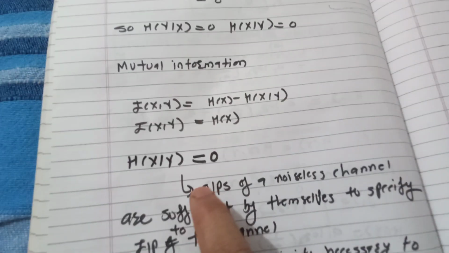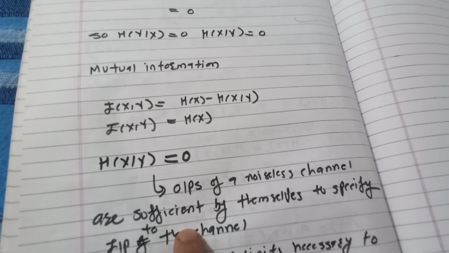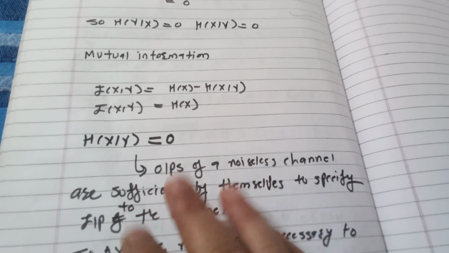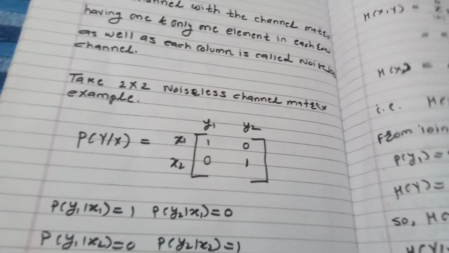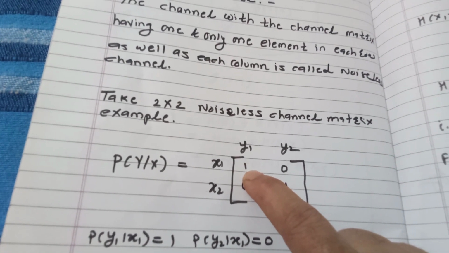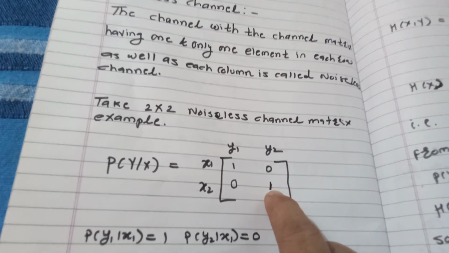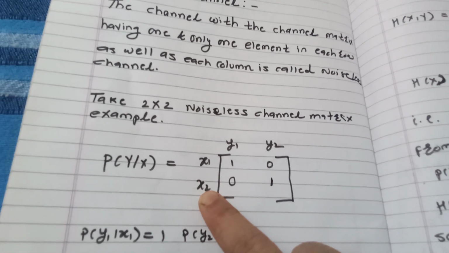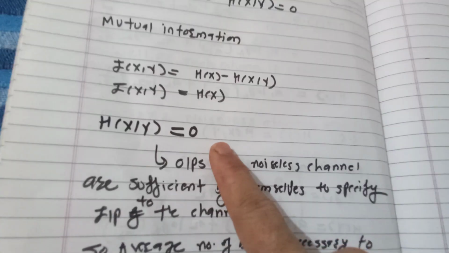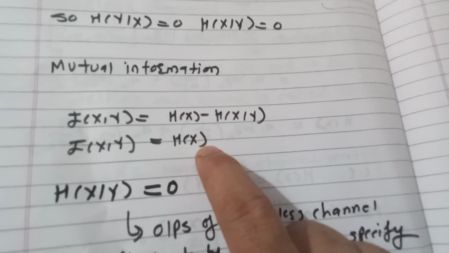That means the output itself is sufficient to represent the input. There is no uncertainty in that. If you see the output, you can guess what is the input. If you see the output here also, you can guess what is the input. So the uncertainty H(x given y) is equal to 0, and mutual information is equal to H(x).